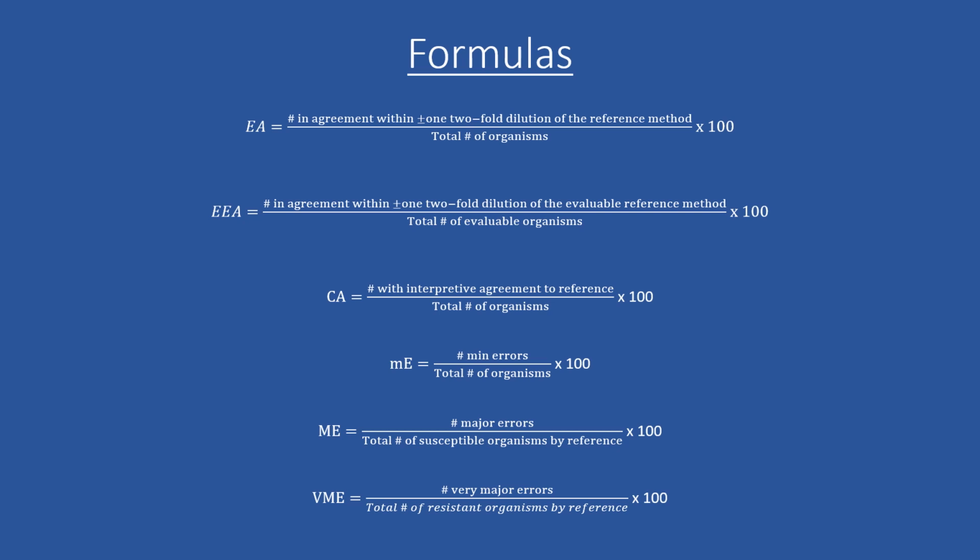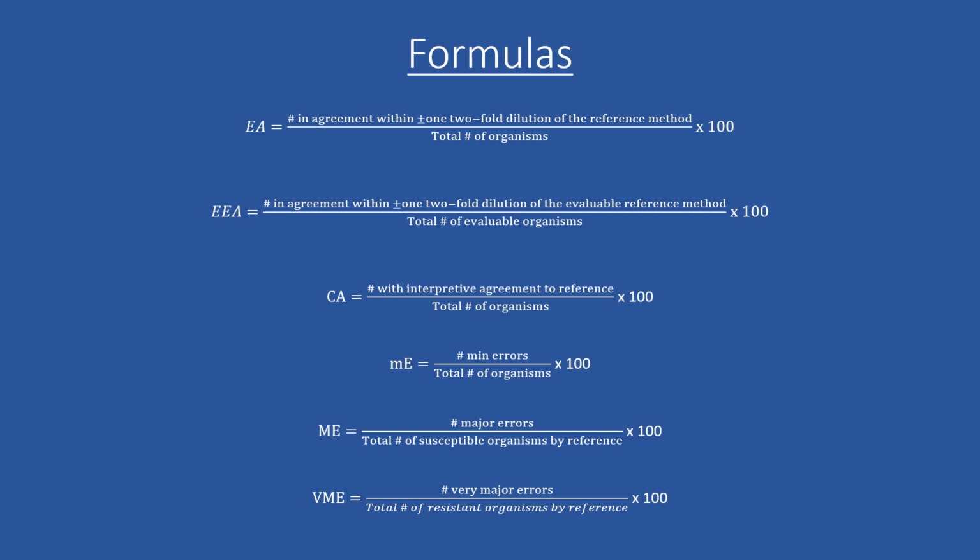The slide here is showing the formula for each one of the statistics discussed on the previous slide. Each of these is reported as a proportion. The denominator contains the total number of isolates appropriate for that statistic, and the numerator of each is unique. In the numerator for the EA is the number of test MICs that are within 1 two-fold dilution of the reference. The numerator for the EEA is the same definition as EA, but the denominator now changes. The value is reported as the number of evaluable results. And as a reminder, this means it's absent of less than, equal to, or greater than signs.